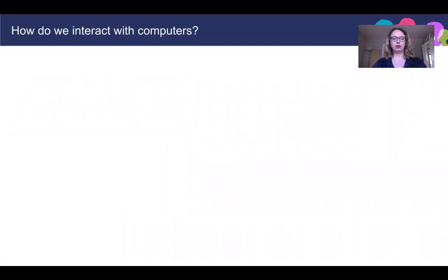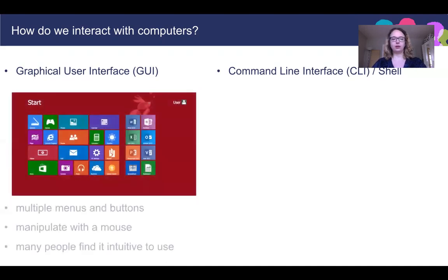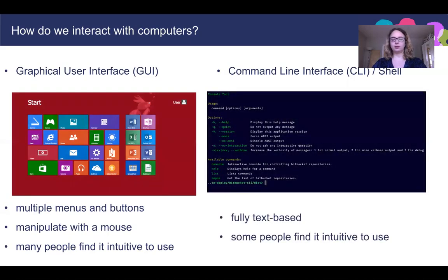And in order to do this, I want to spend a couple of minutes to think: how do we interact with computers? There are two main ways of interacting, either graphical user interface or command line interface. Graphical user interface looks like this. They have multiple menus and buttons. You usually manipulate with a mouse. And they're pretty popular because many people find it intuitive to use. On the other hand, command line interfaces are fully text-based. Some people still find it very intuitive to use.